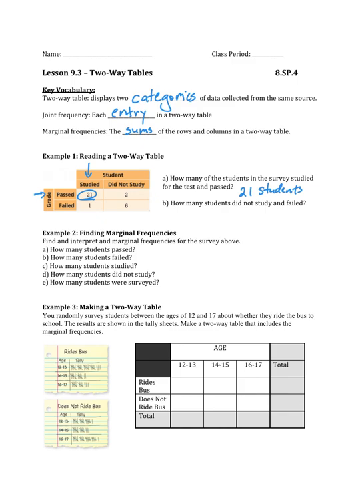Then we want to see how many students did not study and failed. So that's the students that are in this column and this row. So that's 6 students.